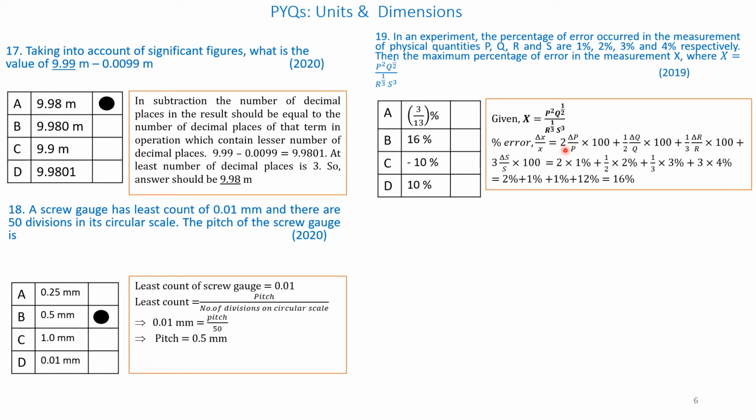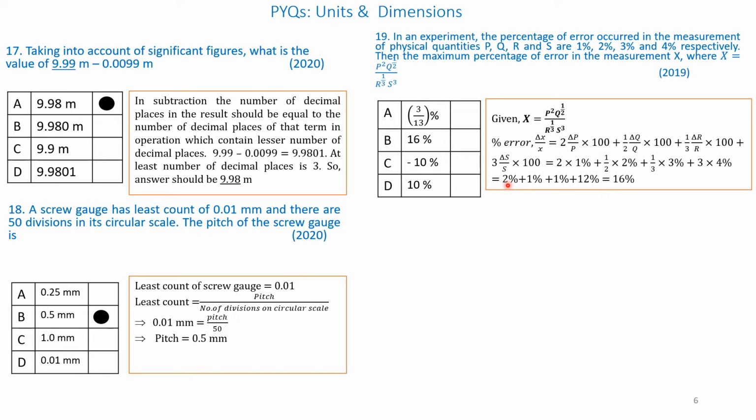Therefore, that becomes 2 into delta P by P, which is given as 1%, plus half into delta Q by Q, which is given as 2%, in the second line of the question, plus 1 by 3 into delta R by R, which is 3%, plus 3 into delta S by S, which is 4%. You substitute the values of error and simplify. It becomes 2 into 1%, half into 2 is 1%, plus 1 by 3 into 3 is also 1%, plus 3 into 4 is 12%.